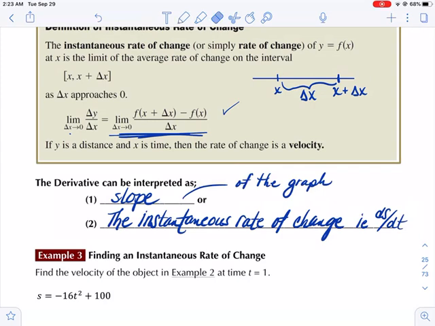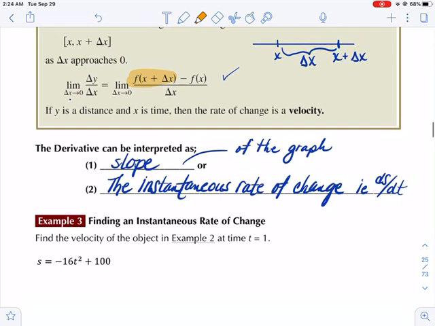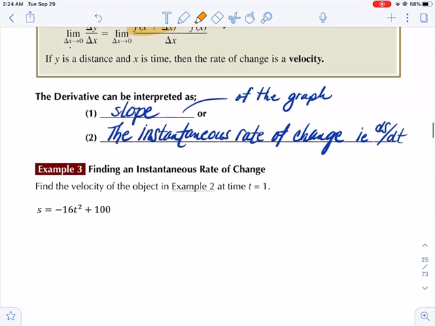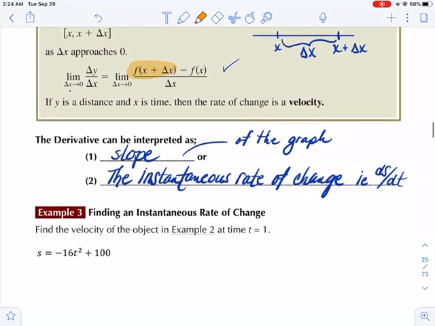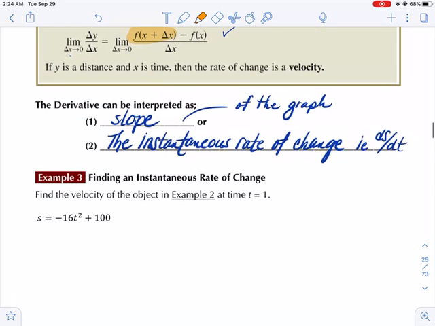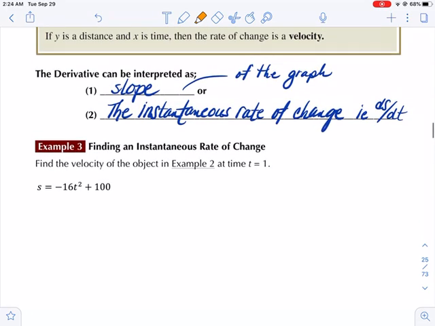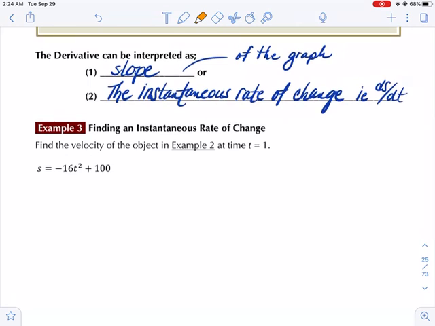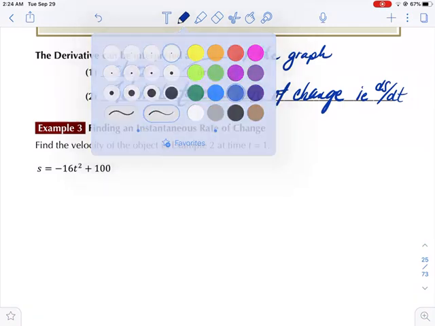Okay, and sometimes you just have to be a little patient with this, because this part is what's sometimes a little daunting for people. So once you get that off to the side, bring it back, subtract f of x, and then divide by delta x. It's a lot easier. So if y is a distance and x is time, then the rate of change is a velocity. So now the derivative can be interpreted as the slope of the graph, or the instantaneous rate of change, such as ds dt, the change in position over the change in time.